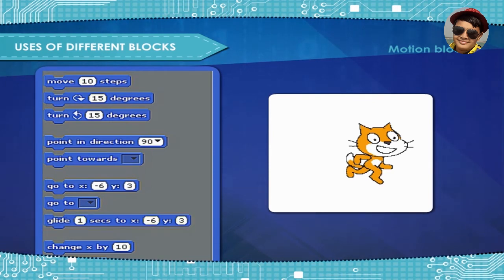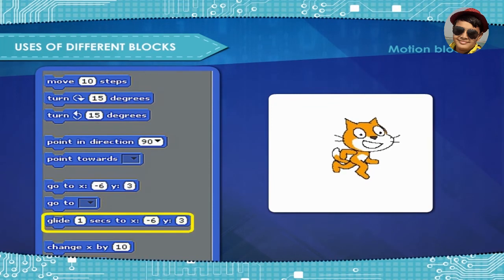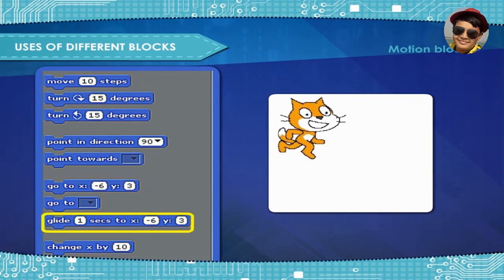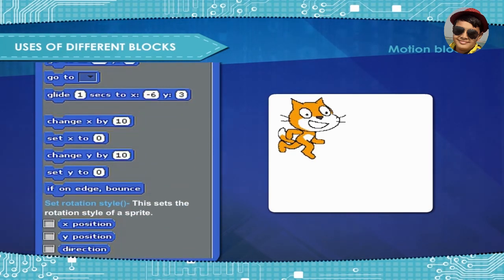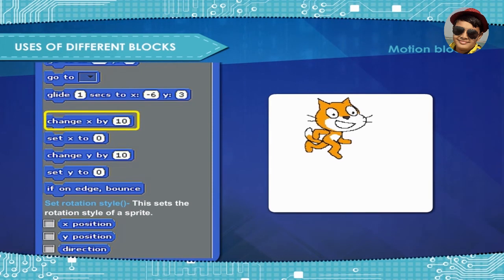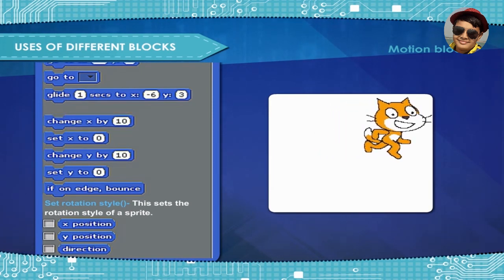Glide seconds to X, Y. Glides the sprite to the location, taking as long as the specified amount of time. Change X by. Changes the sprite's X position by the amount.